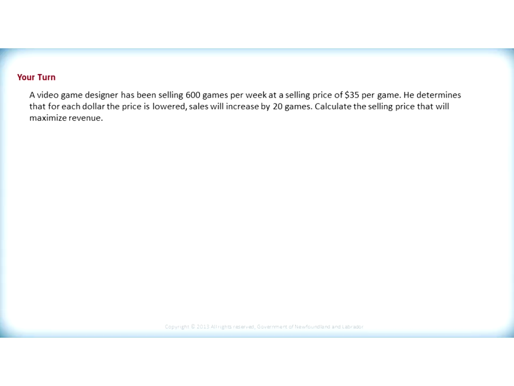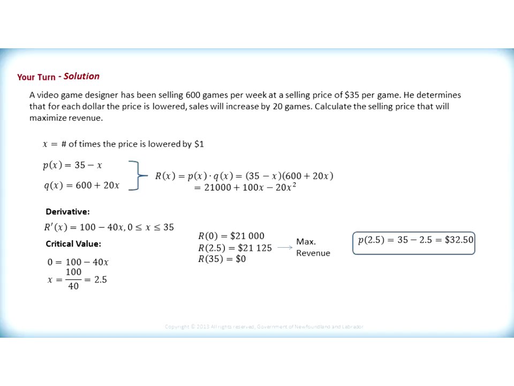Okay, now it's your turn. A video game designer has been selling 600 games, and so on. This is a good question. It's a maximum revenue question, so just have a flick back if you need. So take a look. We've got cost, revenue, and profit, all that. This is a revenue one. So here's the solution, and you can work it all out, and you get that for a solution. So hopefully you're getting the right answer.